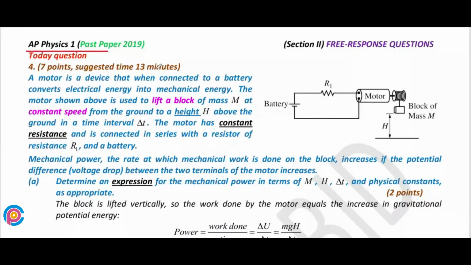Hi, we have the AP Physics 1 past paper 2019. We are discussing the section free response questions. Now, question number 4, which carries 7 points.